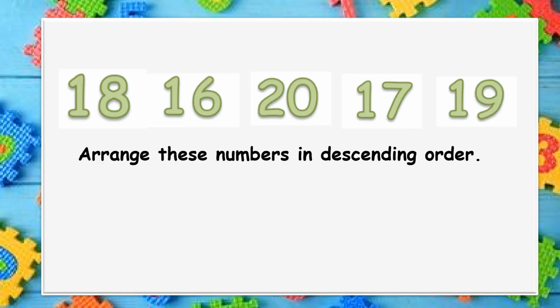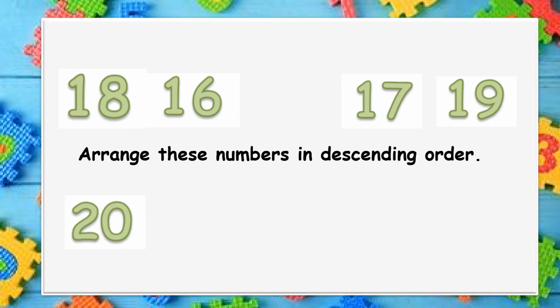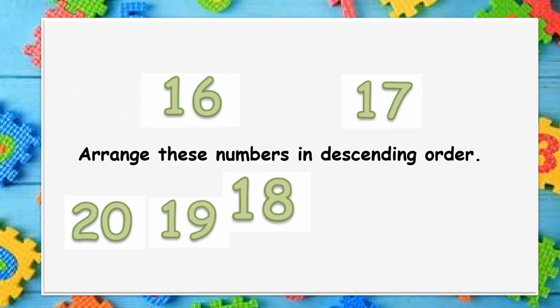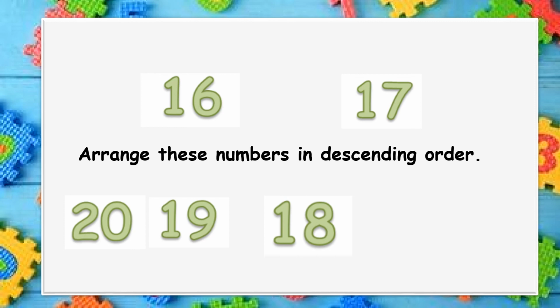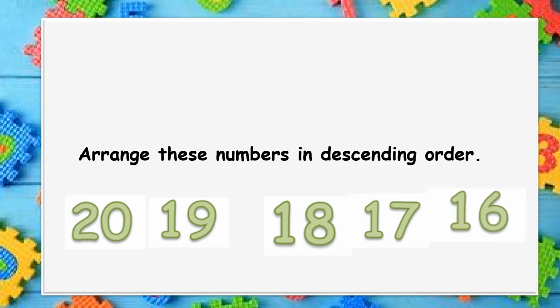Now, these numbers we need to arrange in descending order. Descending order means numbers bigger to smaller. So in these 5 numbers, which number is the biggest one? Yes, that's 20. What about the next one? Which one will come next? Well done. 19. Then 18. Then which one will come? 17 and 16. Very good, children. Good job.